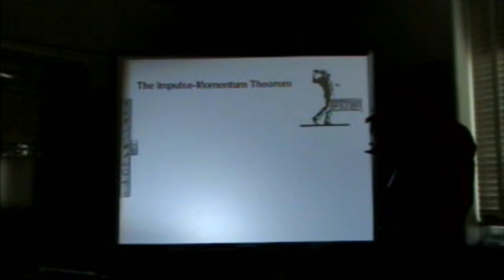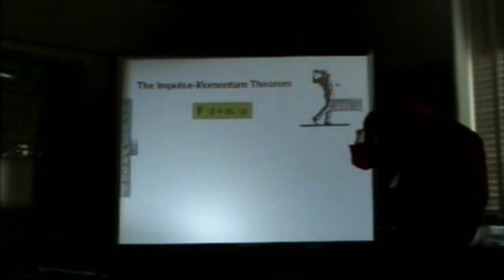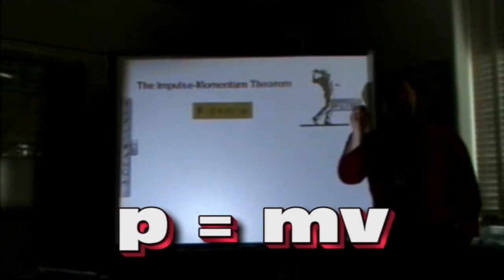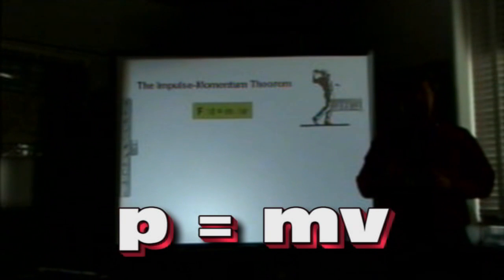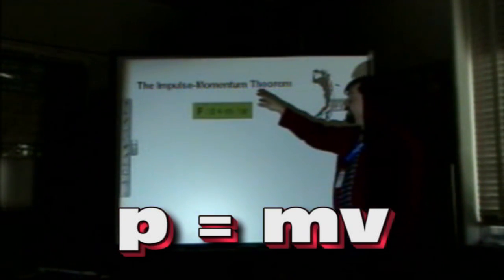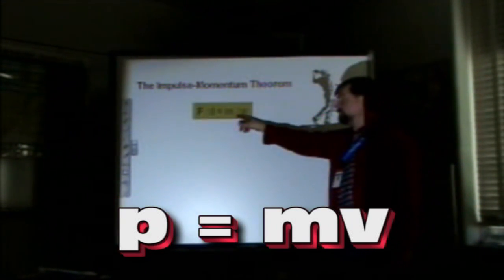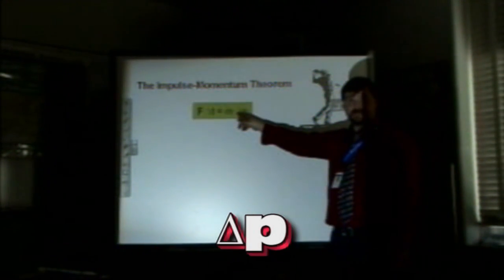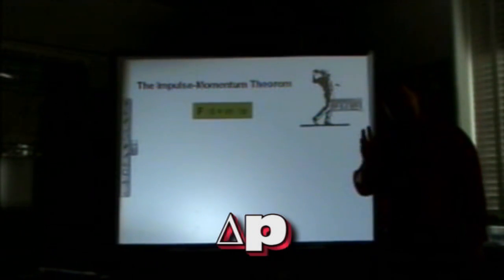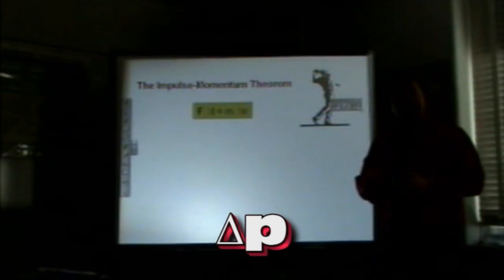Impulse momentum theorem. We have this thing called an impulse. What you just learned, that momentum is mass times velocity, is called linear momentum. It's instantaneous velocity. Impulse momentum deals with a change in momentum. We took a velocity that was an instantaneous snapshot, the velocity at that moment.